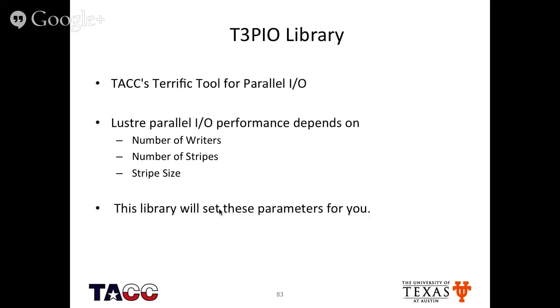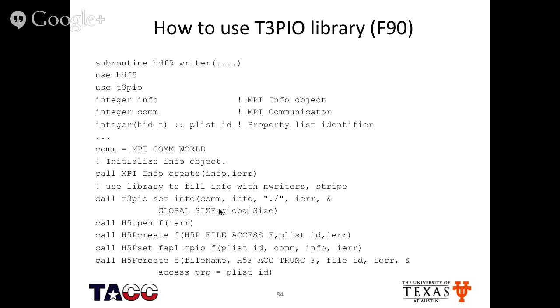What it does is choose the performance parameters: the number of writers, the number of stripes, and the stripe size, and the library will set them for you. One of the things you've got to worry about is that you've got to actually use this thing. There's a question: since parallel netCDF is built on parallel HDF5, does T3PIO work with that as well? Yes, T3PIO will actually work with any MPI I/O objects.